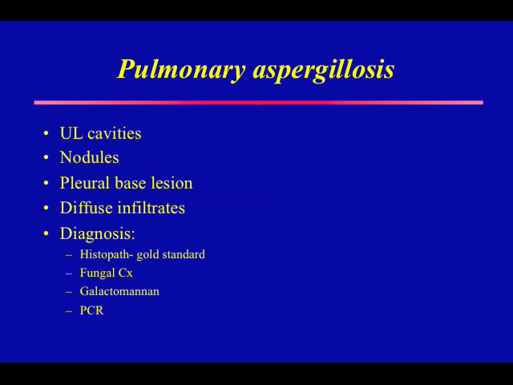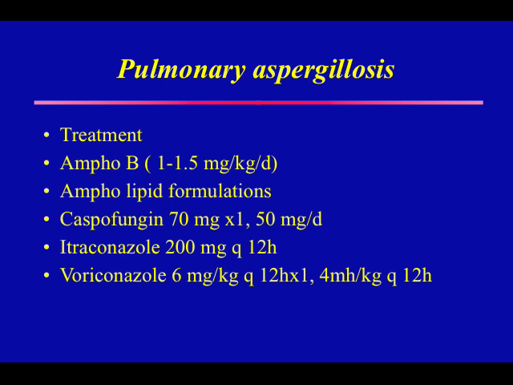Pulmonary aspergillosis, we are all familiar. Again, fungus balls, we've already discussed, can cause nodules, pleural-based lesions, diffuse infiltrates. Usually histopathology is the gold standard, but what I need you to remember, you can also go by the galactomannan test and PCR. Treatment, again, you can start with amphotericin B, goes by sensitivities. You can use micafungin, you can use voriconazole based on the sensitivity. Some of the compounds come only IV, so use them for induction. Then again, you can switch to PO for maintenance doses.